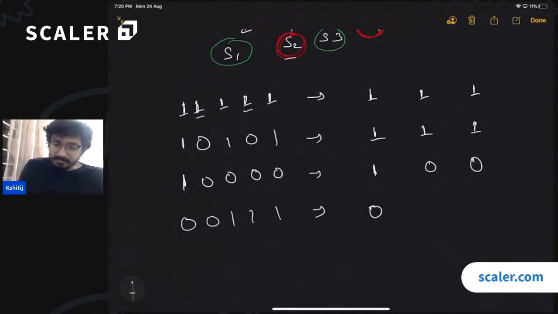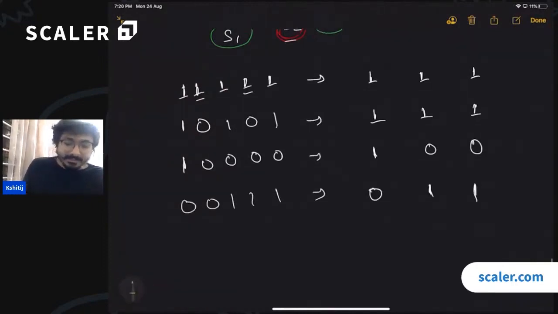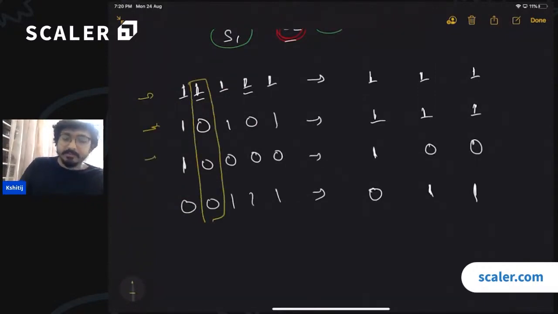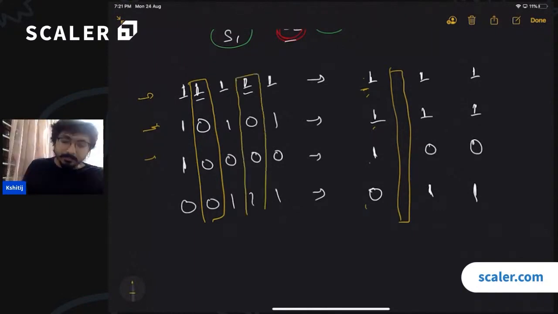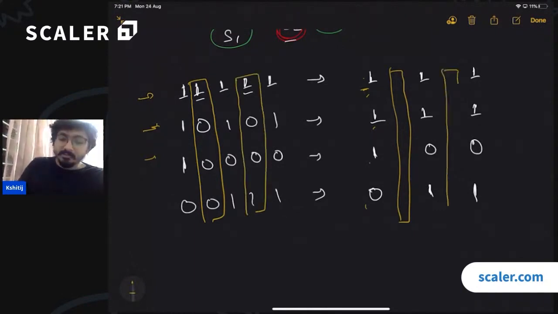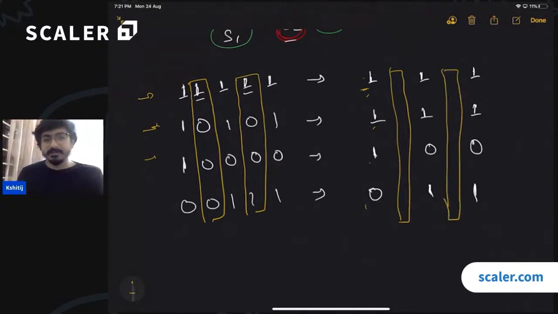We get 0 and then 1 and then 1. Are you able to observe one thing, that in all these inputs, since S2 is faulty, this whole column is missing from the output, right? The first column is present as it is, right? 1110, this column is present as it is. Second column is completely missing. Third column is again present as it is. Fourth column again is completely missing. So we have got 2 voids in the output, right?